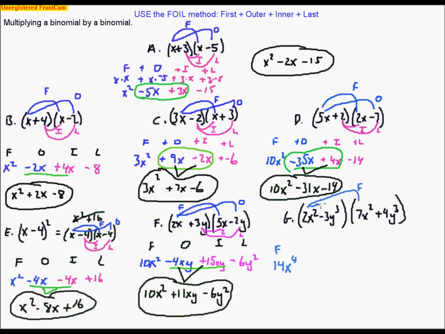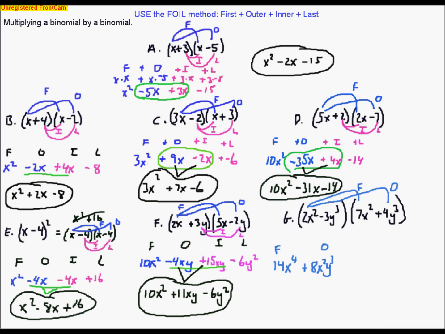Well, now you do 2x squared times the 4y to the third. So those are the outside terms. So 2 times 4 makes 8, so we just do it in chunks. 2 and 4 make 8. x squared and y to the third. You can't combine them, so you just write them as separate terms. x squared, y to the third.